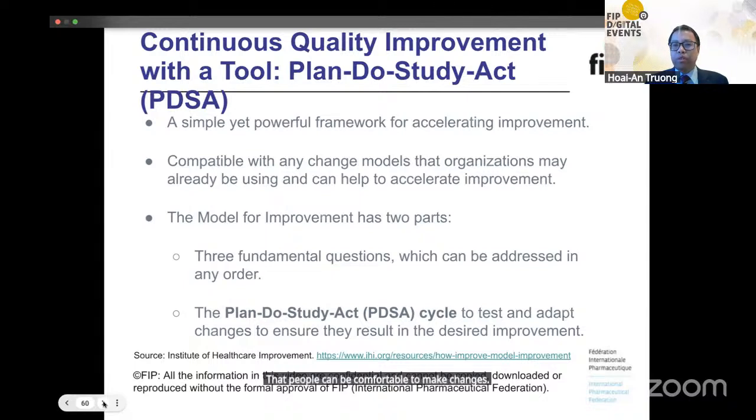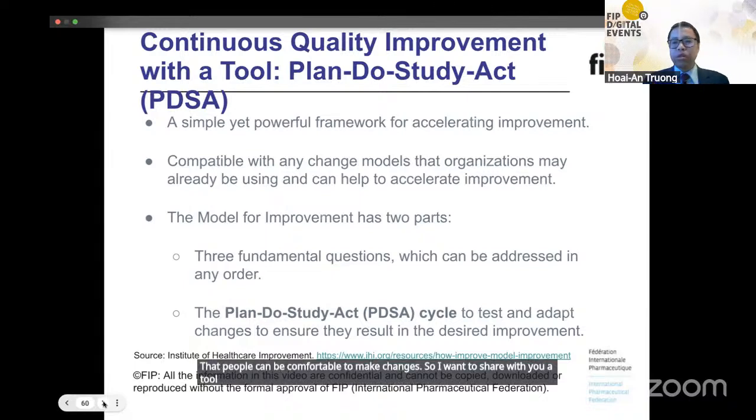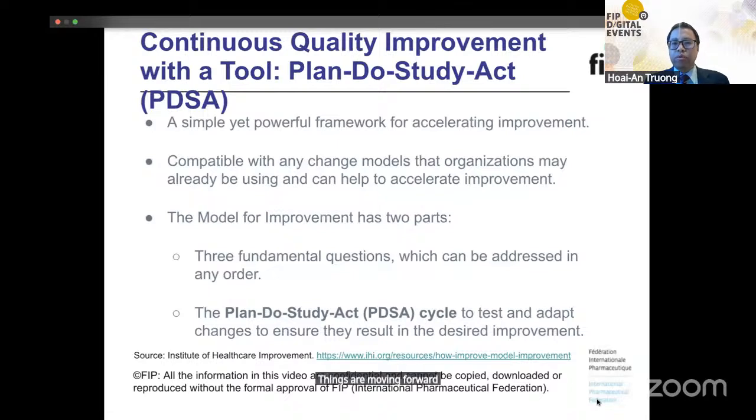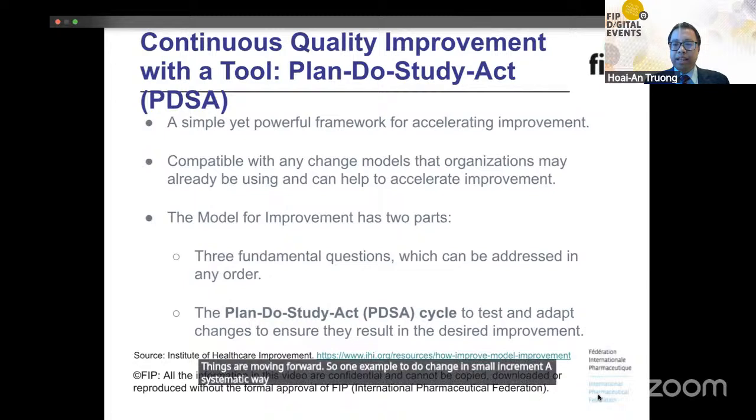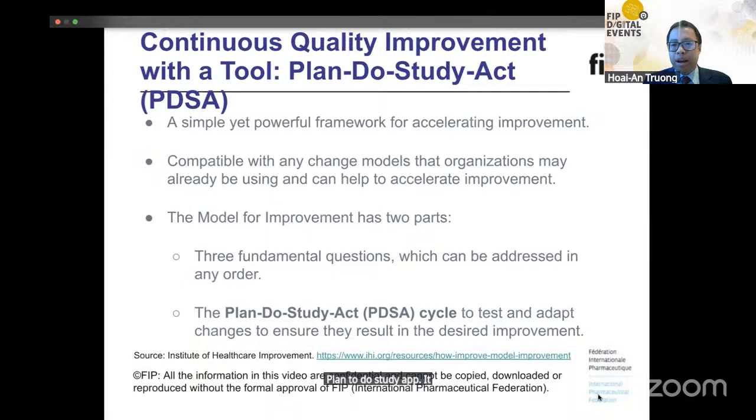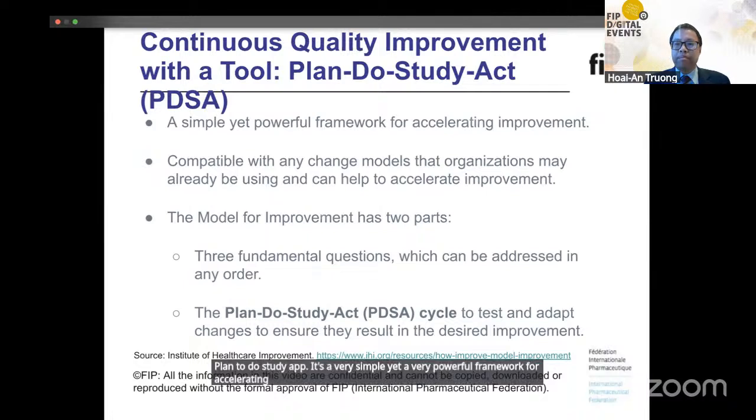So I want to share with you a tool for continuous quality improvement. Even if we do well and we don't change, like Barry mentioned to you earlier, if you don't move forward, you just stand still, you are in a way going backward because things are moving forward. So one example to do change in small increments in a systematic way is the PDSA cycle, Plan, Do, Study, Act. It's a very simple yet very powerful framework for accelerating or speeding up improvement in an organization, in a project.